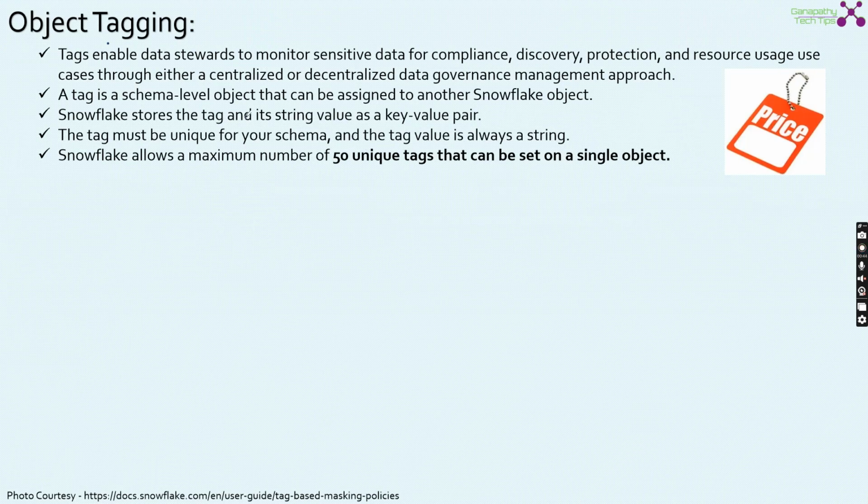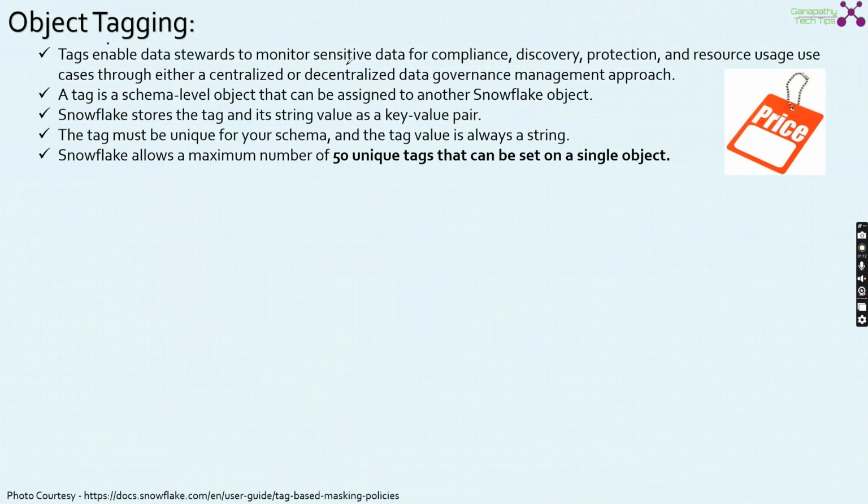A tag is a schema level object that can be assigned to another Snowflake object. Snowflake stores the tag and its string value as a key value pair. That is another thing: the tag must be unique for your schema and the tag value is always a string. You can have a maximum of 50 unique tags set on a single object. Tagging is as simple as it is. We are just attaching a tag to one specific object within Snowflake.